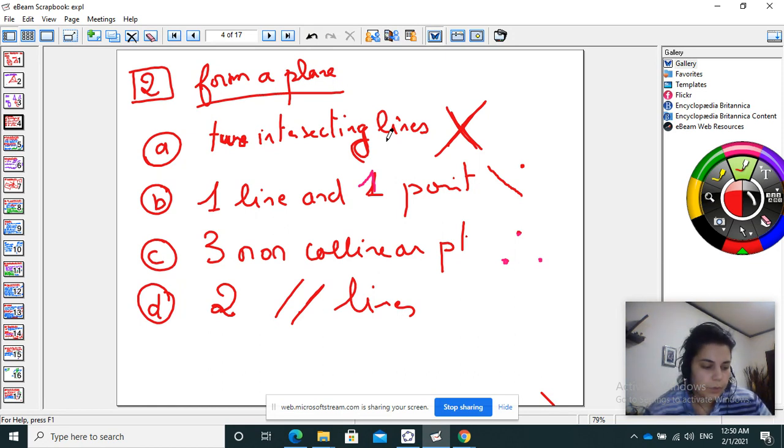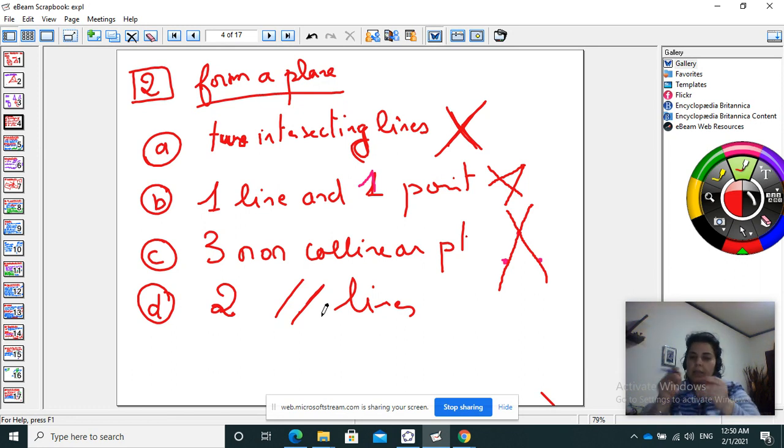So to form a plane we need two intersecting lines; one line and one point. Why one line and one point? Because once I have one line and one point, you can join this point with this line, and it's as if I have two intersecting lines. I can draw from this point to the other line, anywhere I can do it. Three non-collinear points also, because they become two intersecting lines. Look, if I join them, two intersecting lines again. Two parallel lines too.